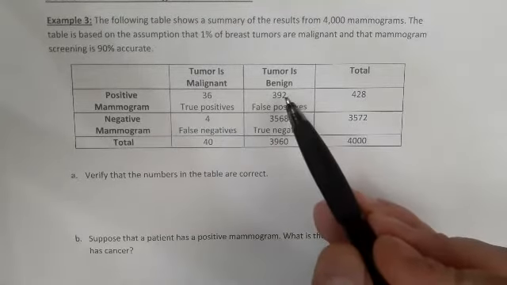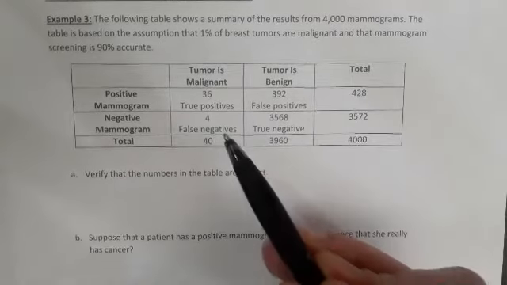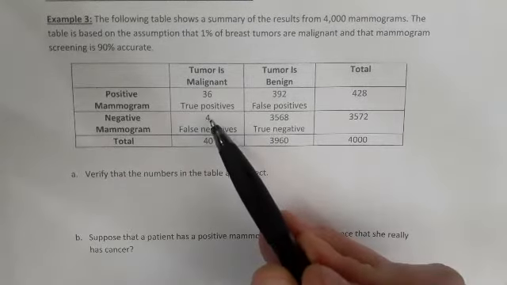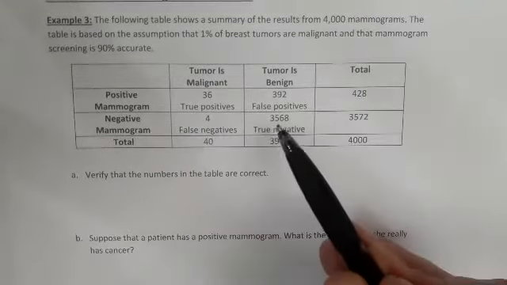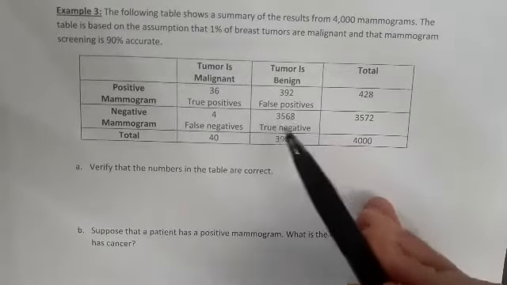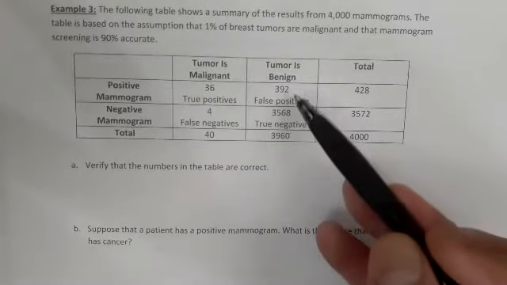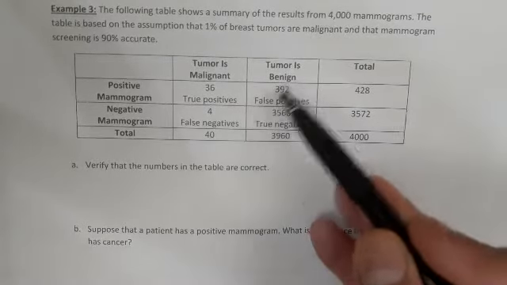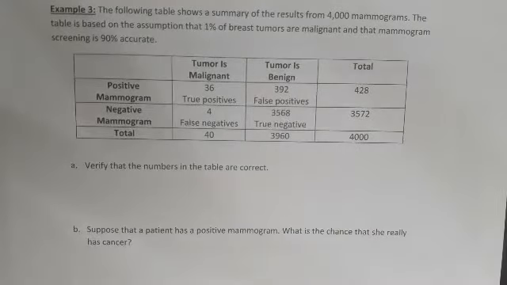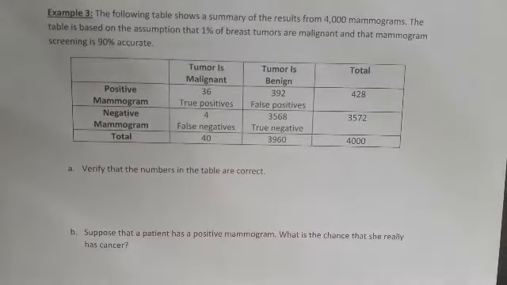These would be bad tests. These would be saying you got it and you really didn't have it. These would be saying you didn't have it, but you really did. These would be saying you didn't have it and you really didn't. So this is also true. So you might notice that these two are the true ones. These two are the ones that are not true. Those make false statements. The test failed here and here. It was successful here and here.